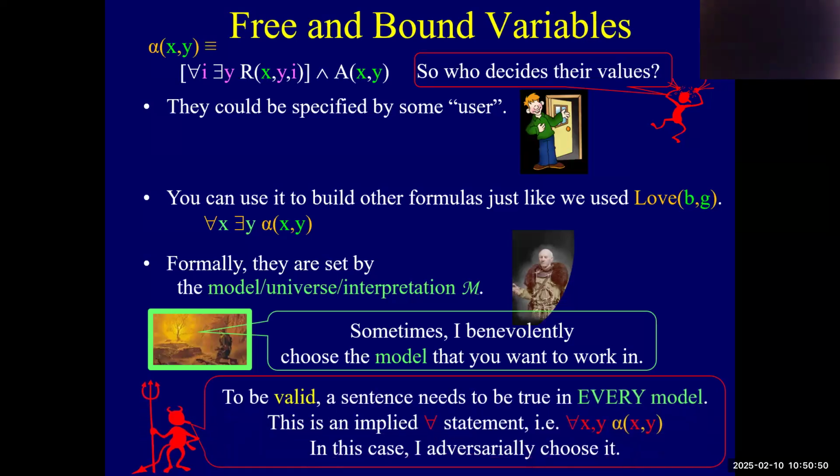Right? And so if our goal is to prove that a sentence is true in every model, every universe, then it's true for every value of X and Y that the model plugs in. And so it's kind of that the adversary gets to choose the model, right? If we want to prove for all models. And so there's an implied for all in front. Right? Everybody good with that?